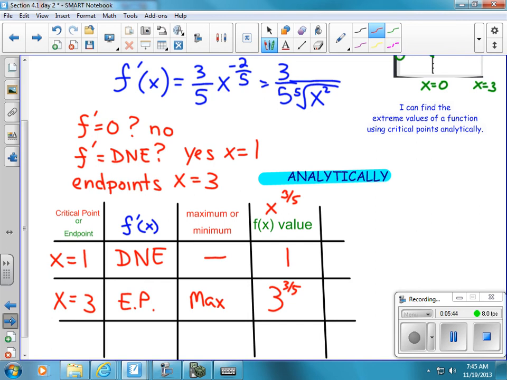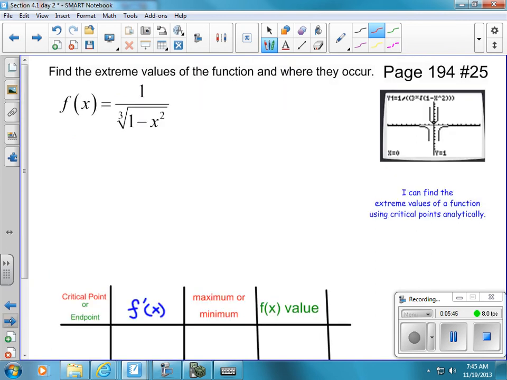Okay, next example. We're going to find the extreme values of this function and where they occur. So let's take the derivative. I'm going to rewrite this. This is 1 minus x squared, and the exponent on this is negative 1/3. So negative 1/3 is our exponent, and now we're going to take the derivative.